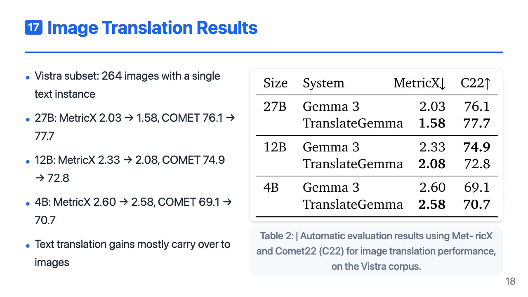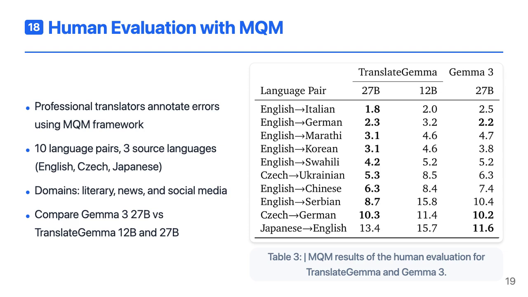The 12 billion model shows a metric X gain from 2.33 to 2.08, though Comet drops slightly. For the 4 billion model, metric X is almost unchanged, but Comet improves from 69.1 to 70.7. Overall, this suggests that the translation improvements largely carry over to image translation, especially for the largest model, even without any explicit multimodal fine-tuning. Automatic metrics are useful, but human evaluation is the gold standard.